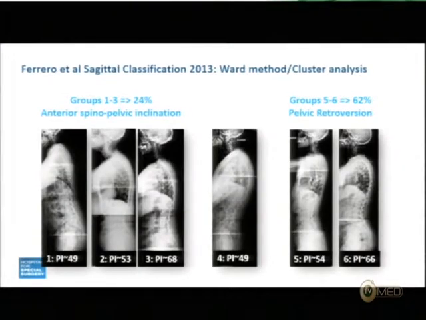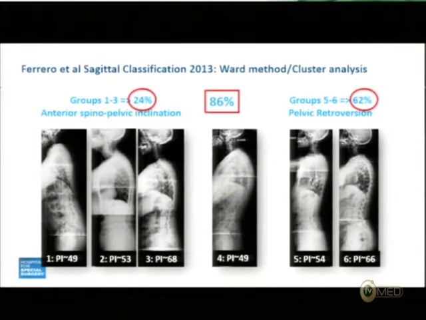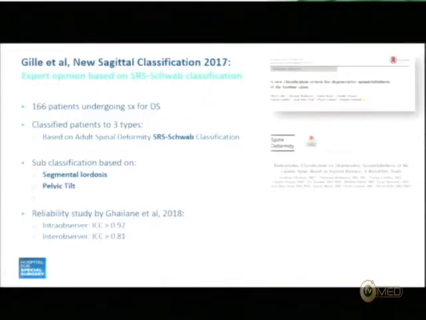So back to the Ferraro study. They did a first classification, and they demonstrated that about 25% of the patients have a truncal inclination, so the trunk tilts forward, and 62% of the patients do not have a truncal inclination but have a pelvic retroversion. That means they compensate. So if you add those two numbers, more than 80% of patients with degenerative spondylolisthesis have some sign of malalignment in the sagittal plane.